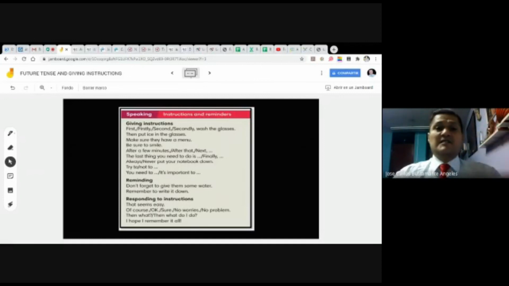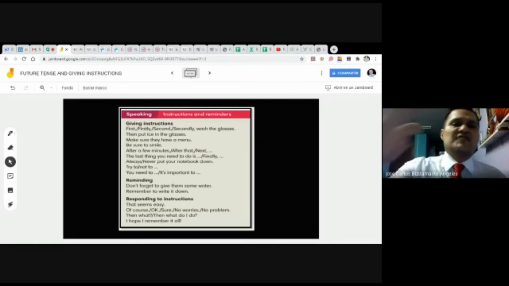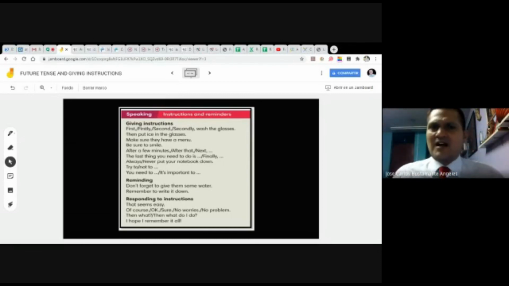These are just some ways of responding to instructions. This does not mean that they are all the expressions or all the responses. You've got plenty of them. You can use them at any time. This is just an example of how you can give instructions, remind, and also respond to those instructions. Okay, let's move on with some examples, and you're going to get it easily. Come on, let's move on.